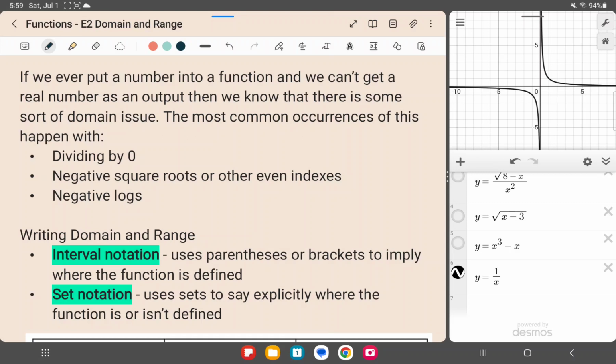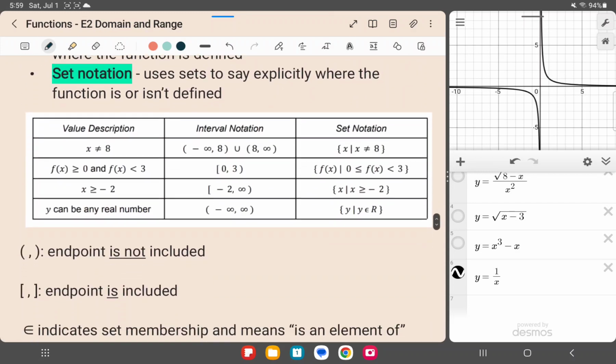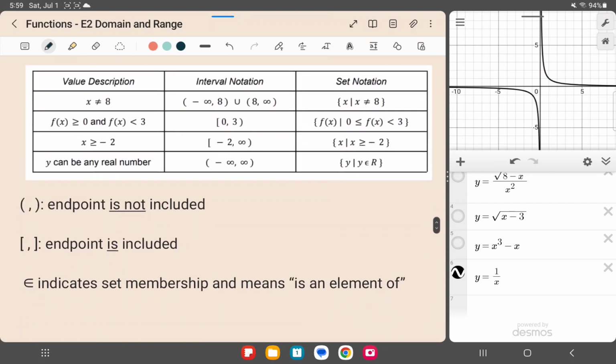There are two ways to write domains and ranges: interval notation and set notation. Interval notation uses parentheses or brackets to imply where the function is defined. Set notation uses sets to say explicitly where the function is or isn't defined. Take a look at this table for a few examples.